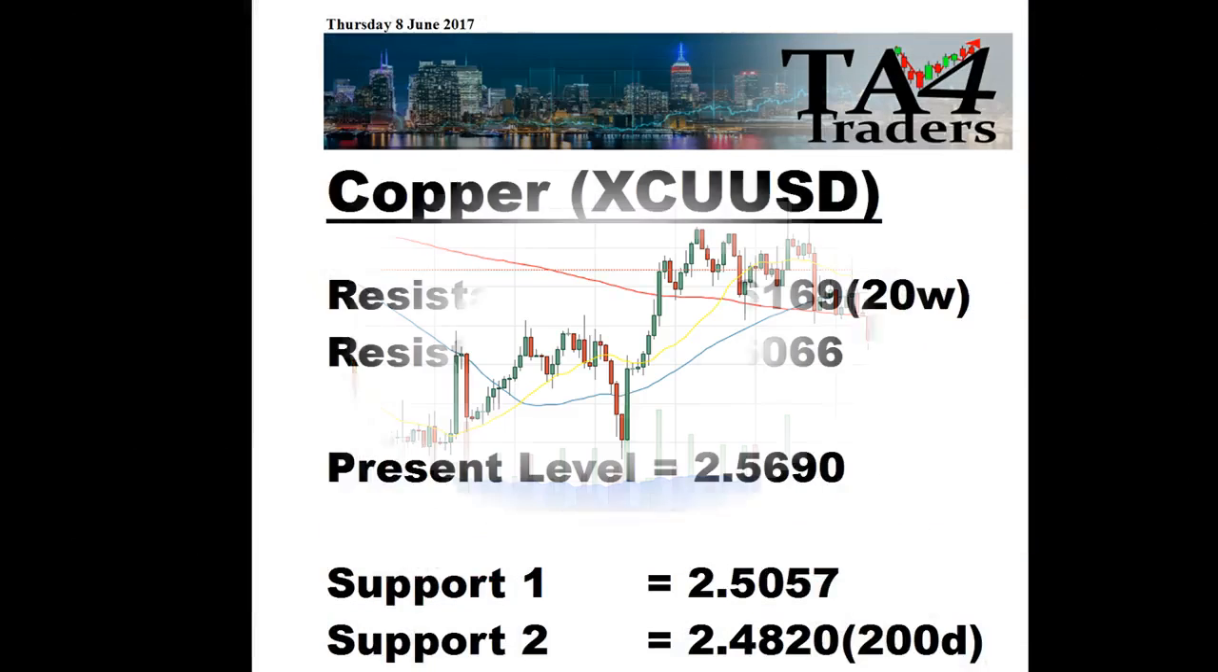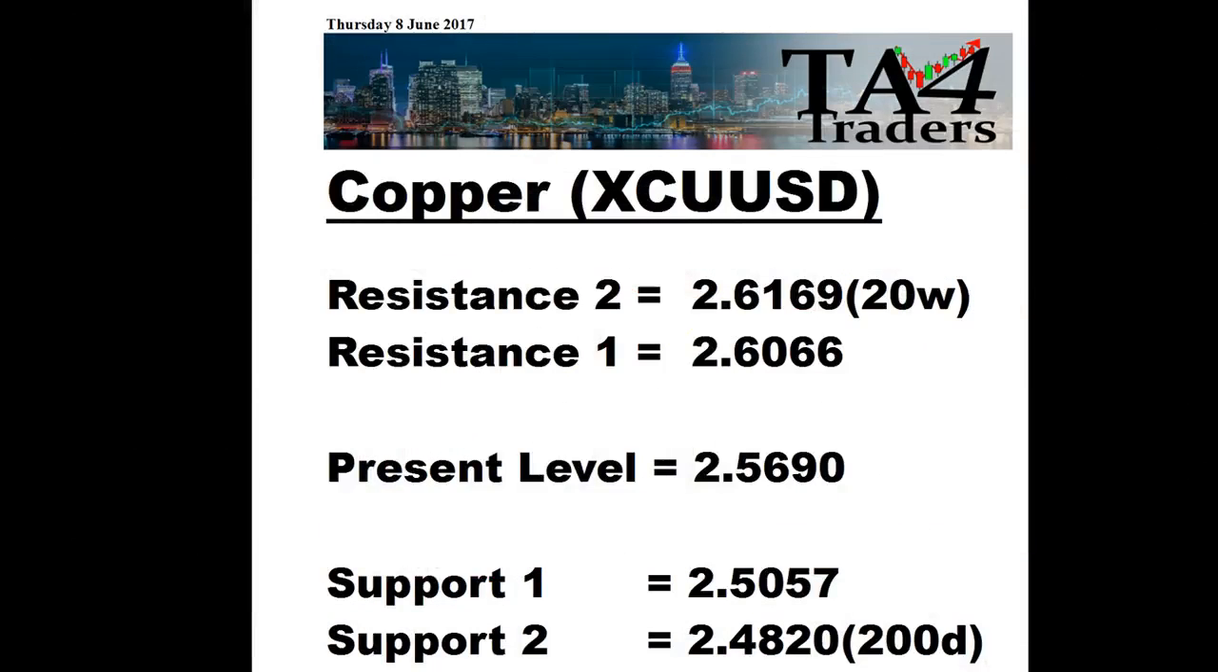On the support and resistance levels, resistance at 260.66 and then 261.70 at the 20-week, with support at 250.60 and then second support 248.20, which is the 200-day moving average.